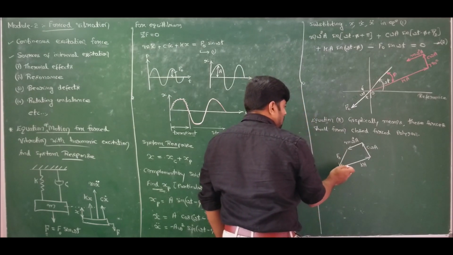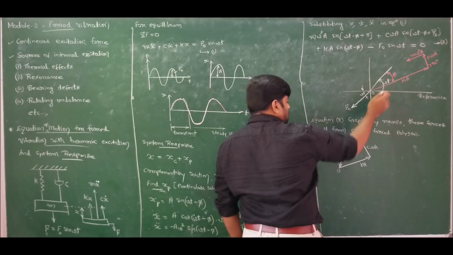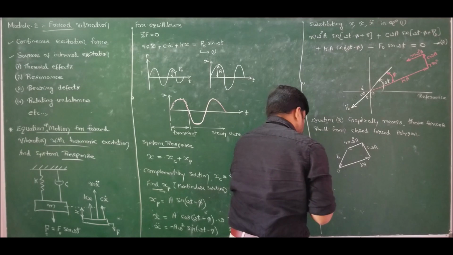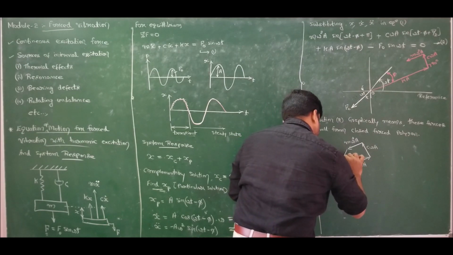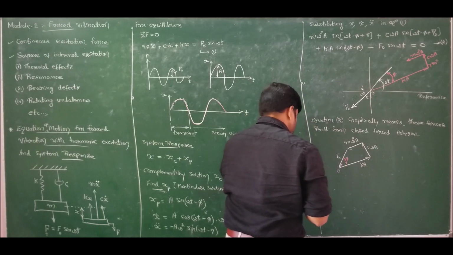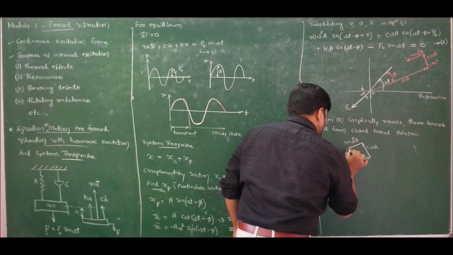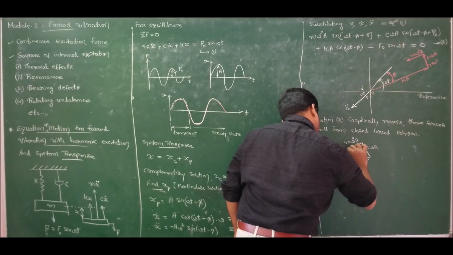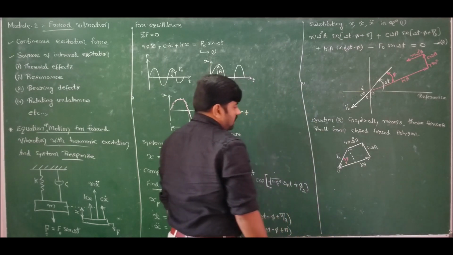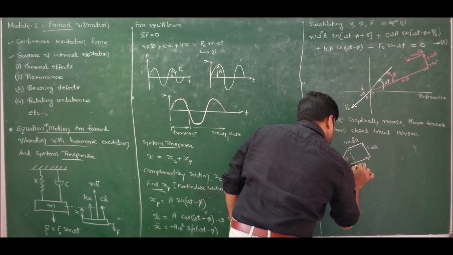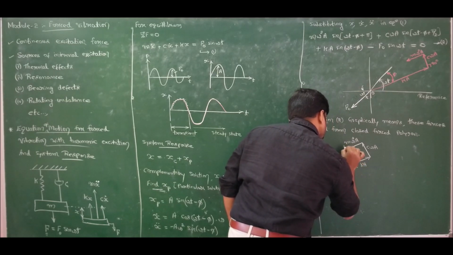Now how much is this angle? This angle is known, that is omega t minus phi, whereas this angle is nothing but phi. So this is the reference I took, O. Now I will drop a line perpendicular from here and call these small a and small b.